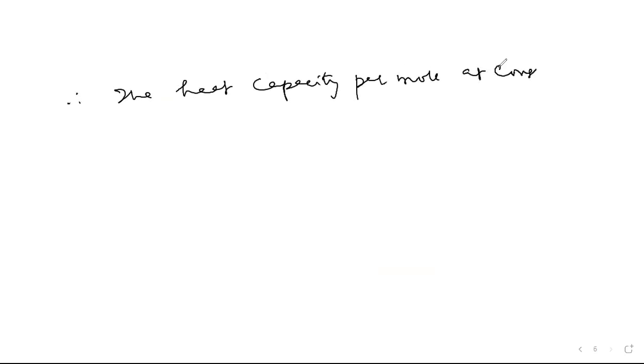Therefore, the heat capacity per mole at constant volume is, heat capacity per mole at constant volume, which we represent by C_V.